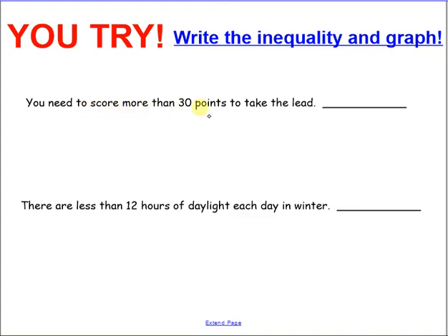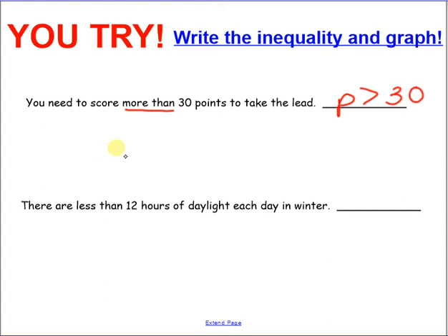So you need to score more than 30 points to take the lead. Now, if the word problem does not tell you what variable to use, you can use whatever you want. I always like to use X because it's simple, but you can use whatever letter you want. So our keyword is "you need to score more than." I'm going to use P for this one because we're doing points, and our number is 30. So if our keyword is more than, this number right here needs to be more than 30. So it's going to be our greater than sign.